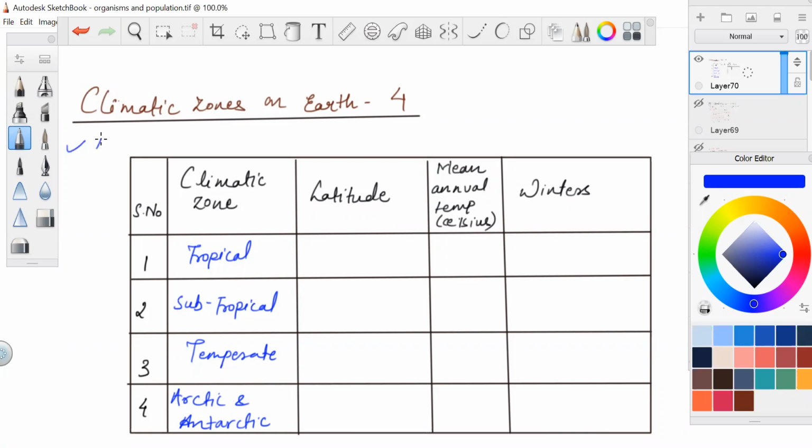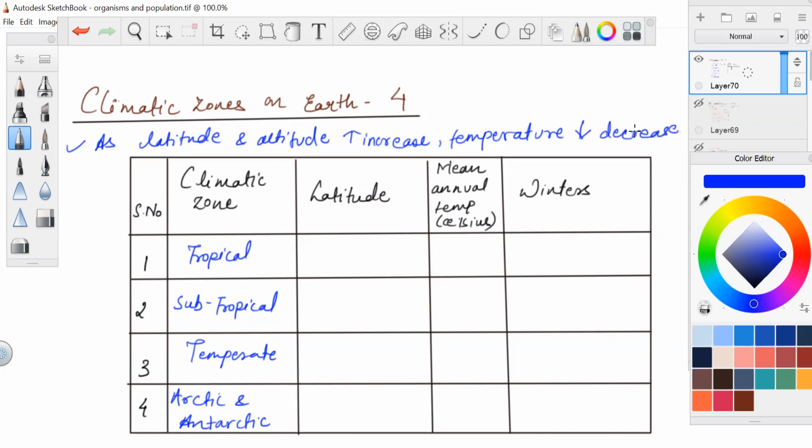Do remember that as latitude and altitude increase, the sign means increase, temperature decreases. So as latitude and altitude increase, the temperature gets decreased.